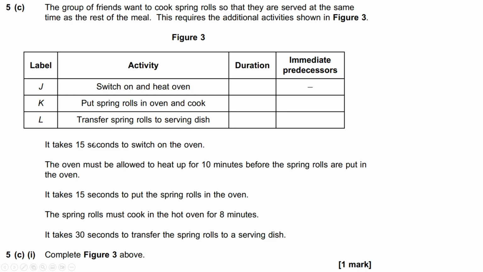Okay, let's see what we've got. It takes 15 seconds to switch on the oven. The oven must be allowed to heat up for 10 minutes before the spring rolls are put in the oven. It takes 15 seconds to put the spring rolls in the oven. The spring rolls must cook in the hot oven for 8 minutes. It takes 30 seconds to transfer the spring rolls to a serving dish. Complete figure 3 above.